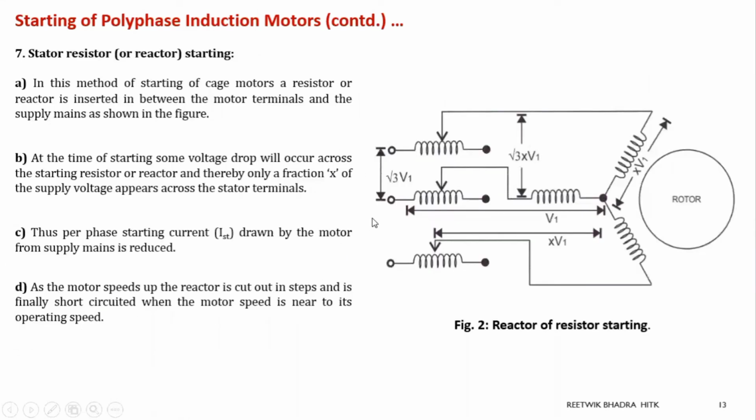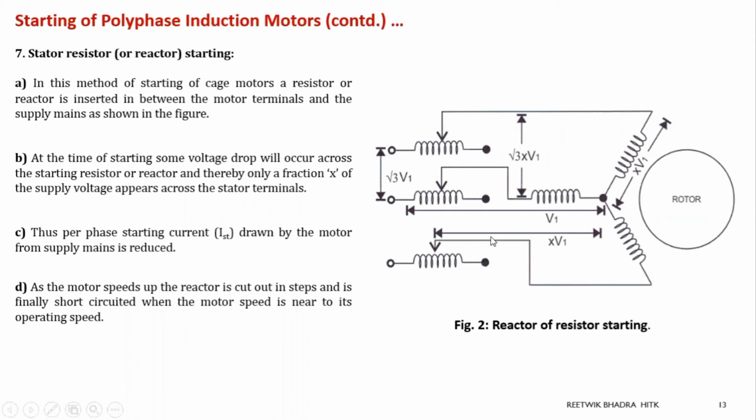So what we will do, in between the supply, this side is the supply. Behind this dot, we are giving a supply, and this is our stator, which is connected in star. We are connecting a reactor over here, or a resistor, means rheostat. We can use a rheostat or we can use a reactor. So a reactor or a resistor is inserted between the motor terminals and the supply lines. So between the supply over here and the stator terminals over here, we are connecting a reactor or a rheostat.